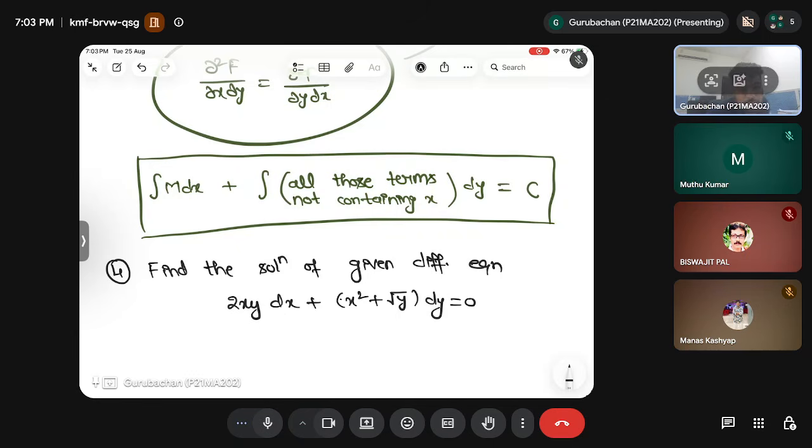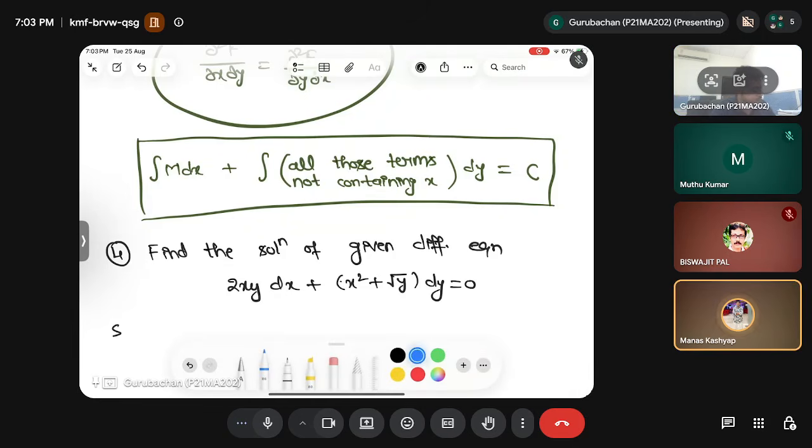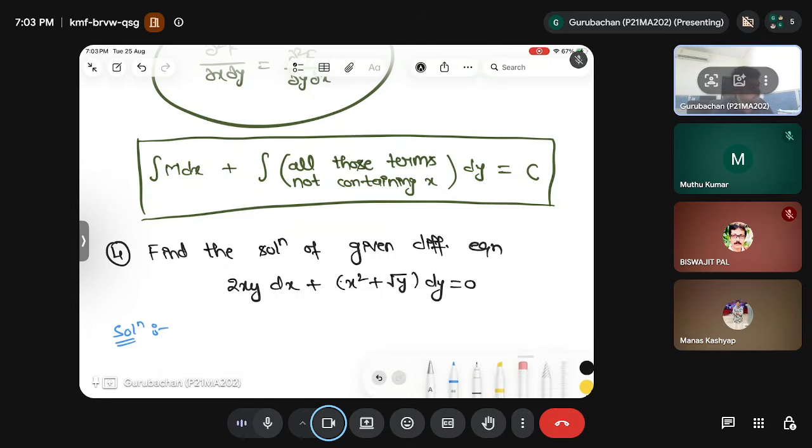What is your answer? x square y plus 2 by 3 y to the power 3 by 2 is equal to constant. Okay. So obviously we can go by this, but I am telling you the traditional approach.